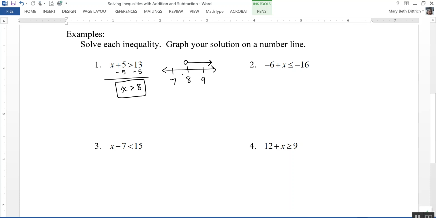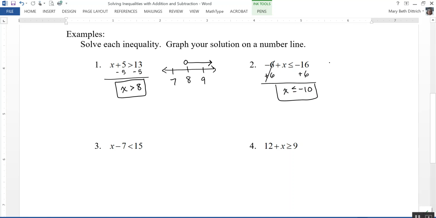Let's take a look at our second one. Negative 6 plus x is less than or equal to negative 16. So x has a negative 6 being added to it, so I want to add 6 on both sides. So x is going to be less than or equal to negative 10.